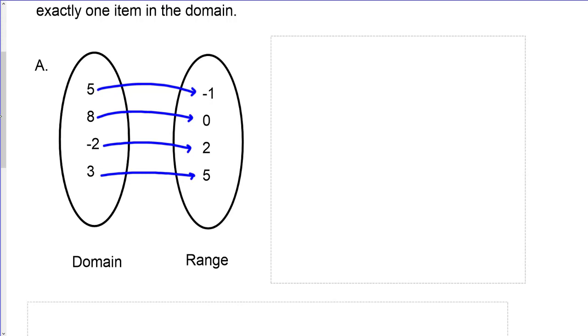But it's not necessarily a one-to-one function unless the reverse is true. So now that I've come up with my function, I can try and decide if it's one-to-one by looking the other direction. So for instance, 5 is corresponding to -1, and -1 in the range only corresponds to 5 in the domain. 0 only corresponds to 8 in the domain. 2 only corresponds to -2 in the domain. 5 only corresponds to 3 in the domain. So this relation is not only a function, but it's one-to-one.